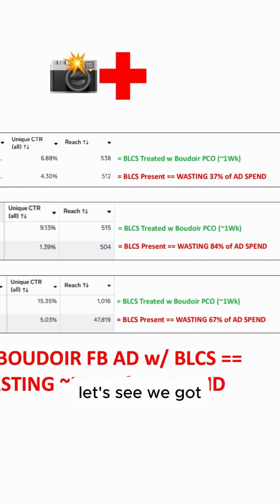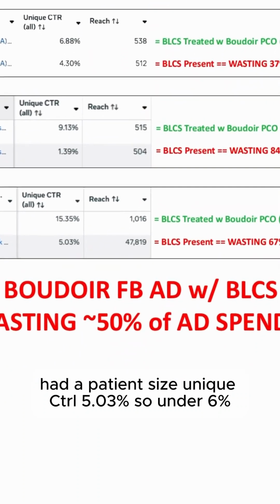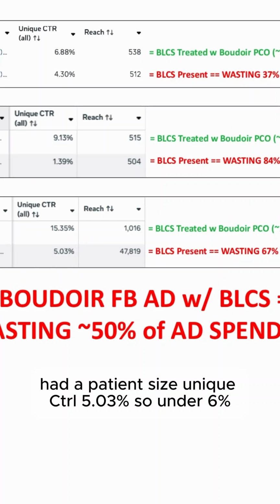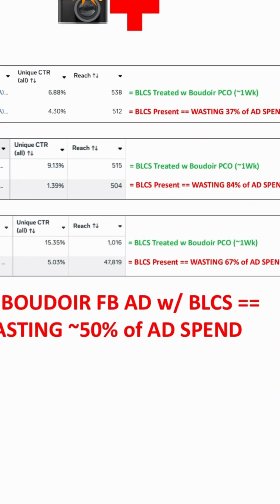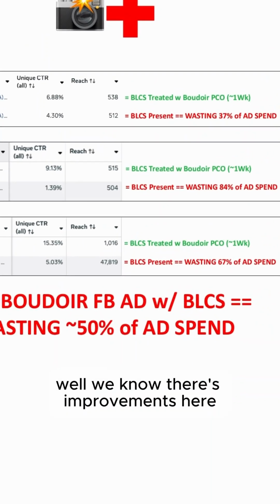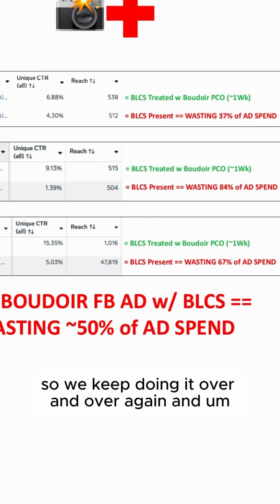Finally, we had a patient whose unique CTR all was 5.03%. So under 6%, we know that BLCS is present. Well, we know there's improvements here. We know we can solve this with Boudoir Pico. So we keep doing it over and over again.